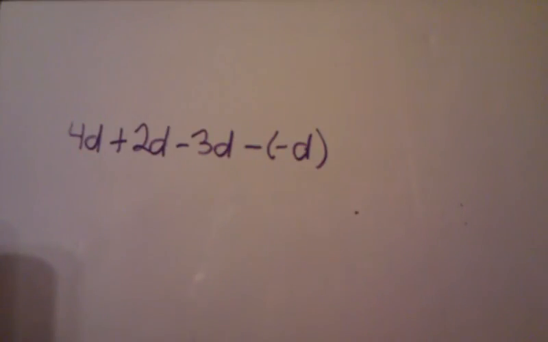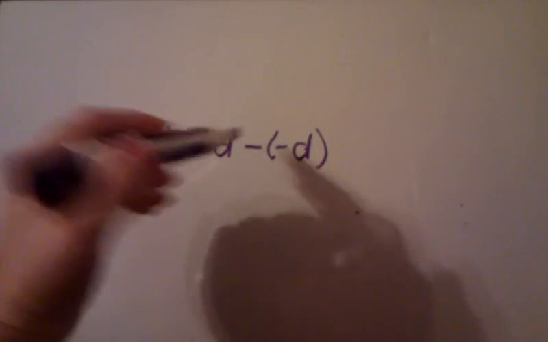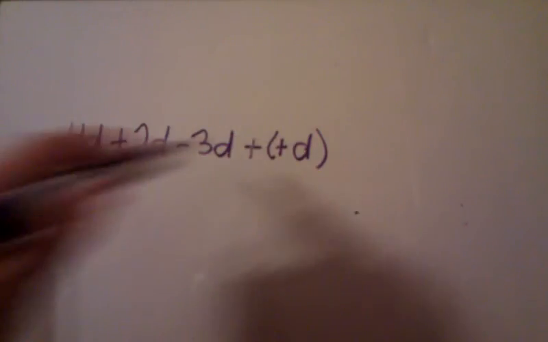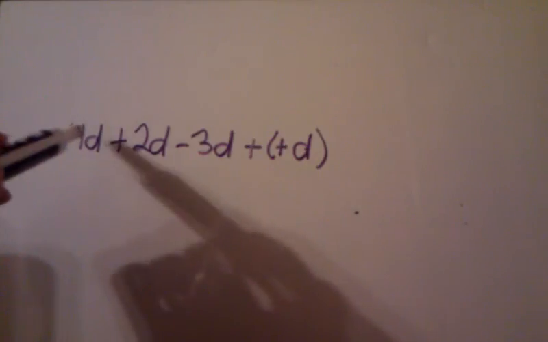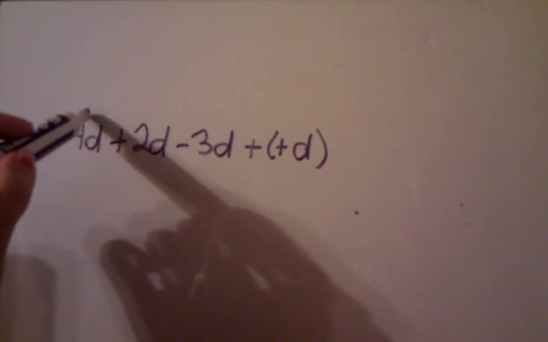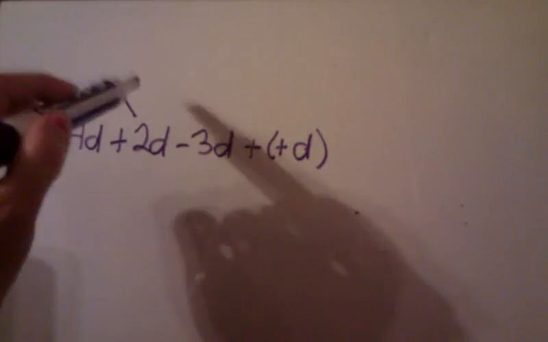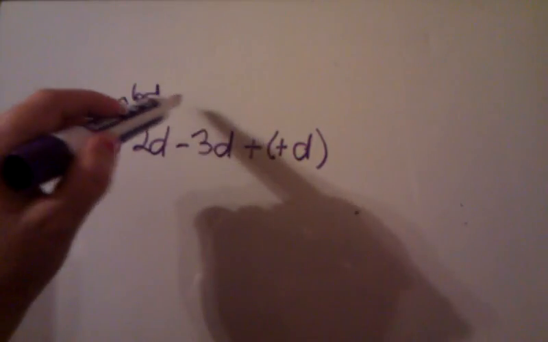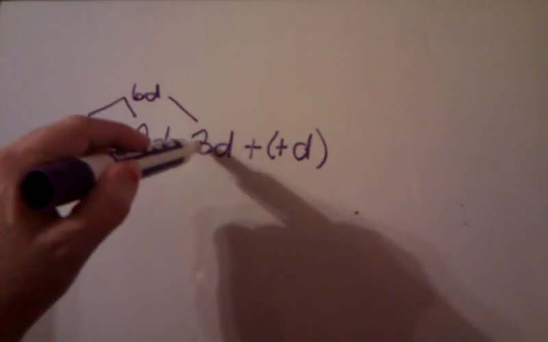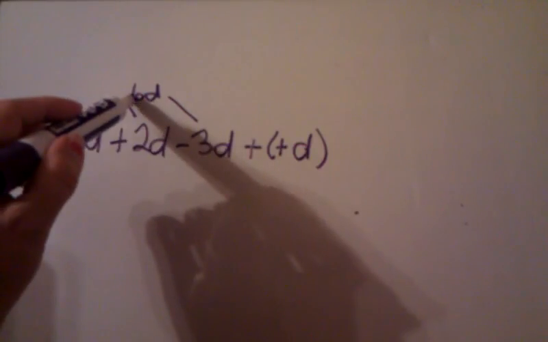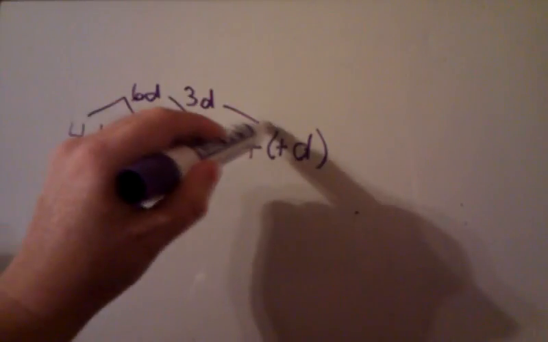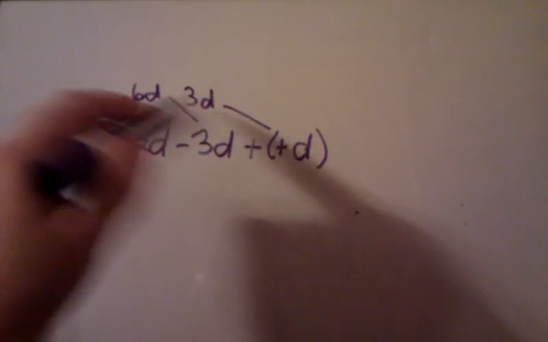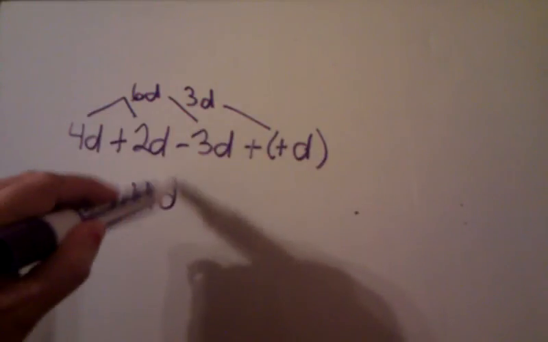Okay, how did you do? Let's check and see how we did. First, we have two negatives beside each other, so they turn to plus. All of them are like terms, so let's do them. 4 plus 2 is 6d. 6d minus 3d. My larger number is 6 and it's positive, so my answer is positive. 6 minus 3 is 3d. 3d plus d. 3 plus 1 is 4d.